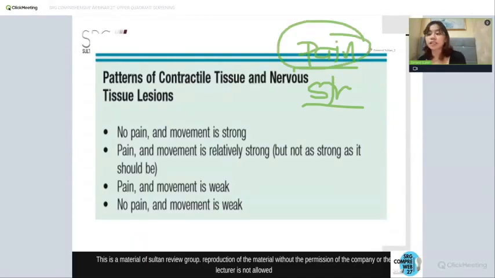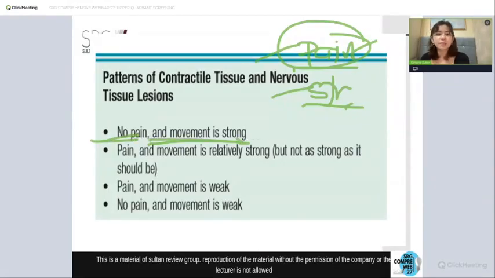So number one, let's look at this one. There is no pain and the movement daw po is strong. Ano kayang goal niyan or ano yung makikita natin for the patient? What's the implication of this one? This means that yes, basically, this is normal, right? So no pain and movement is strong. This is normal for the patient.